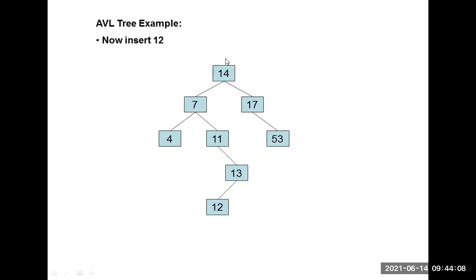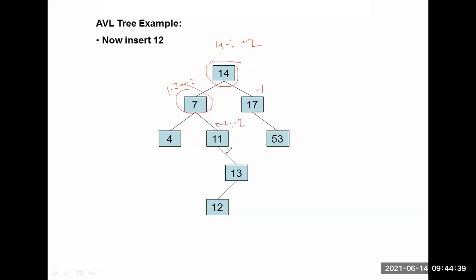So here also the tree is not balanced. 4 minus 2 equals 2. Here not balanced. Here minus 1, balanced. Here 1, 2, 3. 1 minus 3 equals minus 2. Here also not balanced. Here also not balanced. And here also not balanced. 0 minus 2 equals minus 2.